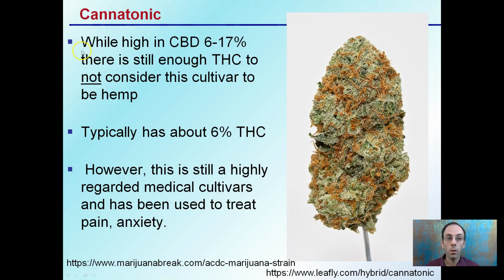So Cannatonic, while it's high in CBD, 6 to 17%, and that's where the medical benefits are, still has enough THC not to be considered hemp. It typically has around 6% THC, however it's still a highly regarded medical cultivar and has been used to treat pain and anxiety. But again, it's well above that federal level, despite its high CBD production.